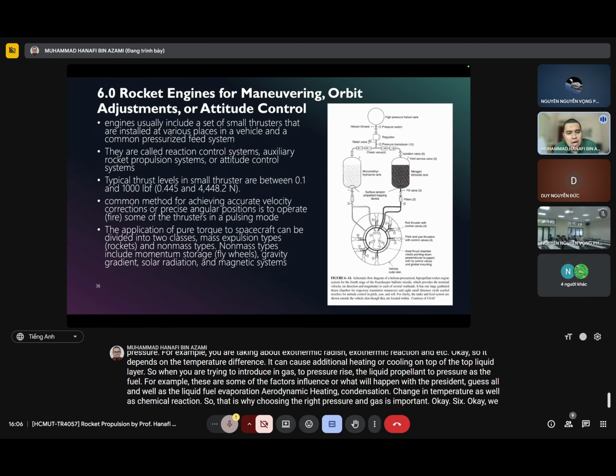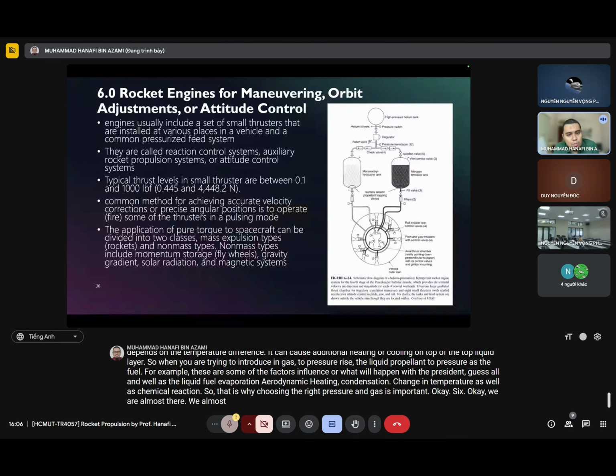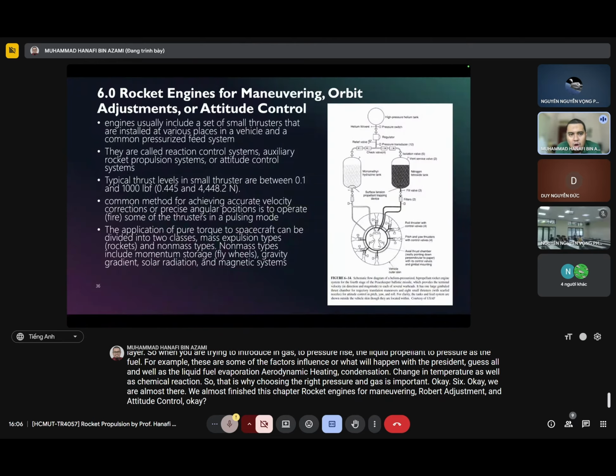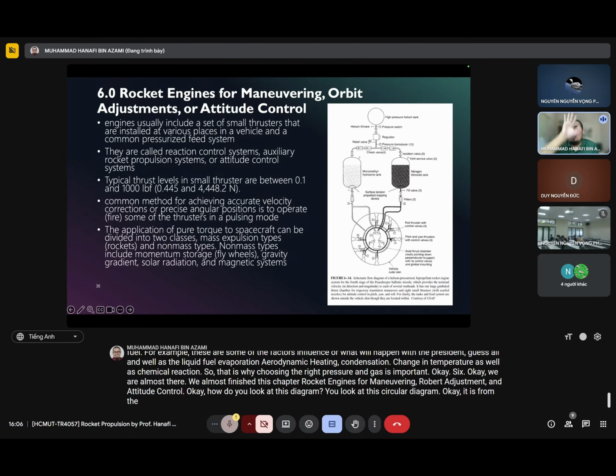Six. Okay, we are almost there. We have almost finished this chapter. Rocket engines for maneuvering, orbit adjustment, and attitude control. How do you look at this diagram? You look at this circular diagram. It is from the top of the rocket.